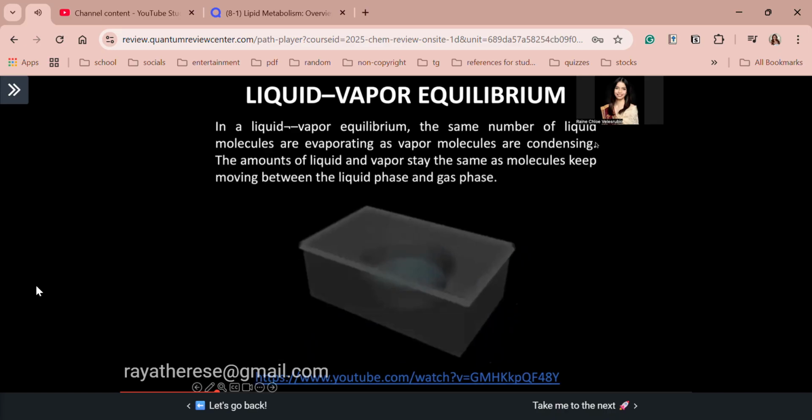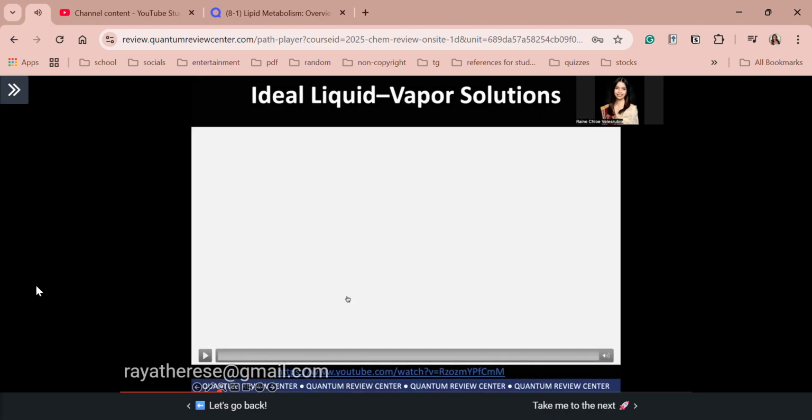So to define a liquid vapor equilibrium, basically, guys, the same number of liquid molecules are evaporating as vapor molecules are condensing. The amounts of liquid and the amounts of vapor stay the same as molecules keep moving between the liquid phase and the gas phase. So guys, if you plot vapor pressure against temperature the right way, we can determine the liquid vapor equilibrium. Now guys, we can actually differentiate the types of liquid vapor equilibria in solutions.